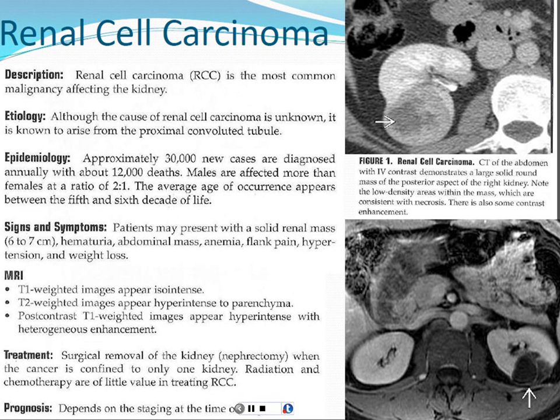MRI is very useful to characterize these lesions, and it's also helpful to evaluate for any involvement of the renal vessels, and look for any lymph nodes in the retroperitoneum, which would be the most frequent location for local spread. You will have to go to CT to evaluate the lungs, and maybe a bone scan to make sure there are no bone lesions as well.